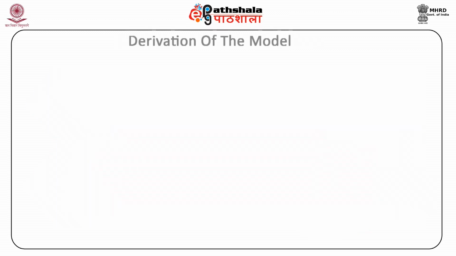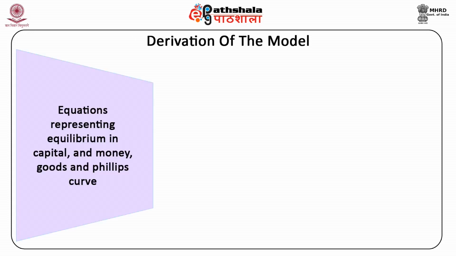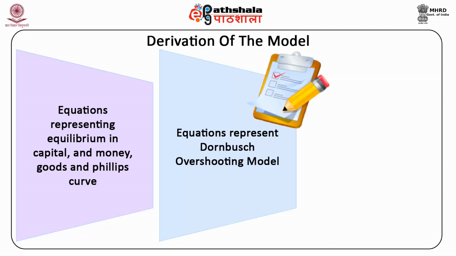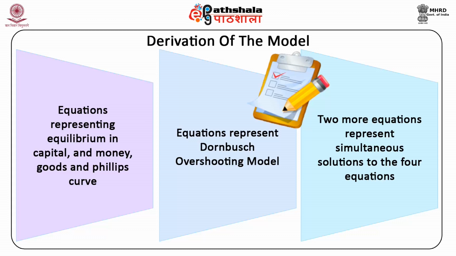The economic agents are risk neutral. Let us now move on to the mathematical derivation of the Dornbusch overshooting model. It requires equations representing equilibrium in capital market, money market and goods market. It also requires the Phillips curve equation. These four equations represent the structure of the Dornbusch overshooting model. However, the full model requires two more equations which represent simultaneous solutions to the above four equations. Thus, in all, there are 6 equations to this model.